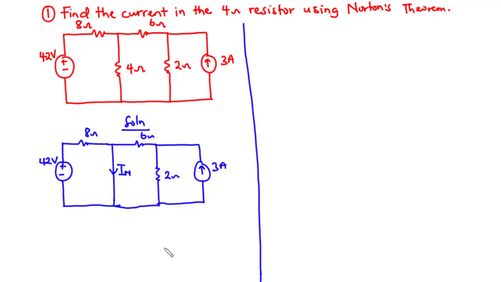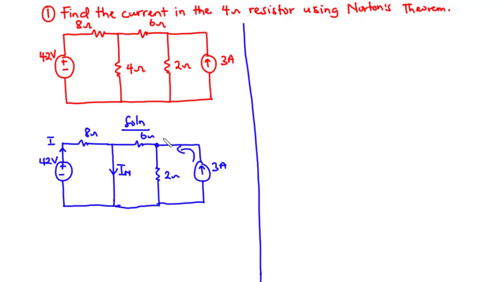Now let's distribute current in this circuit. So we have I, that is the current produced by the 42 volt source. Now this current is going to flow through the 8 ohms resistor, then flow through this branch and return to the negative terminal of this voltage source. We have this 3 ampere current source flowing in the anticlockwise direction, approaching this junction. Now at this junction, the current is going to split.